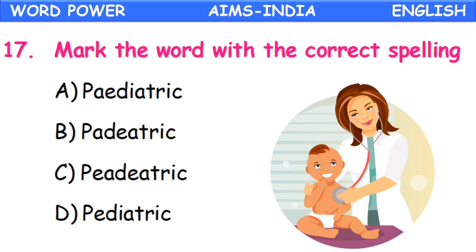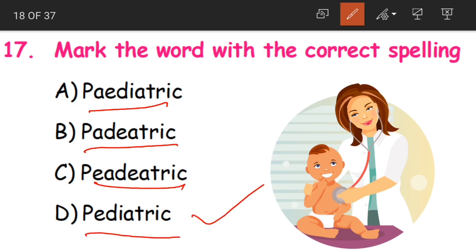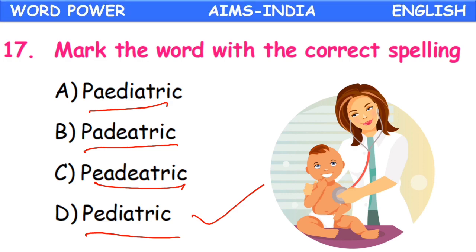Now, mark the word with the correct spelling. So, we are talking about a pediatric doctor. Who is a pediatric doctor? The doctor who treats children, kids. That doctor is called a pediatric doctor or pediatrician. So, now we have to go with the correct spelling. A, B, C and D. D is the correct spelling, children. It is P-E-D-I-A-T-R-I-C, pediatric. The doctor who treats all of you when you are sick. Then we go to a pediatrician, that is a children's doctor.